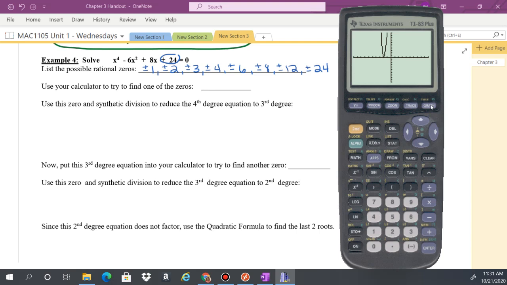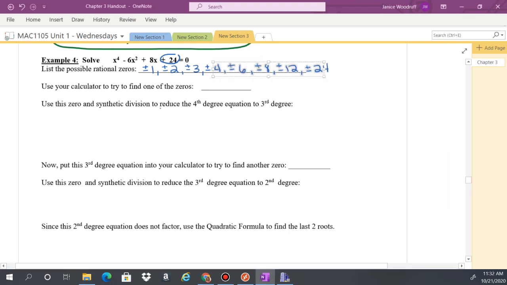All right, what's that zero? Yeah, -2. Looks like -2 checks out. Okay, so I have -2. I'm going to use synthetic division to go from 4th degree to 3rd degree. So I'm going to divide out this -2. Now, I am missing an x cubed here. So 4, 3, 2, 1.